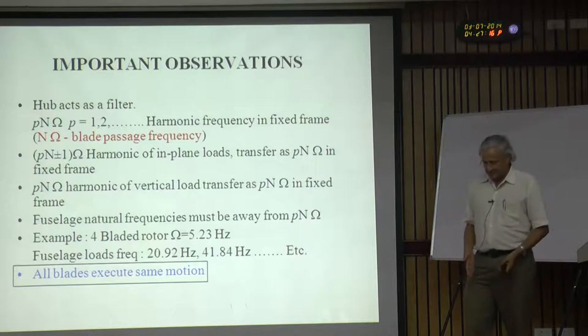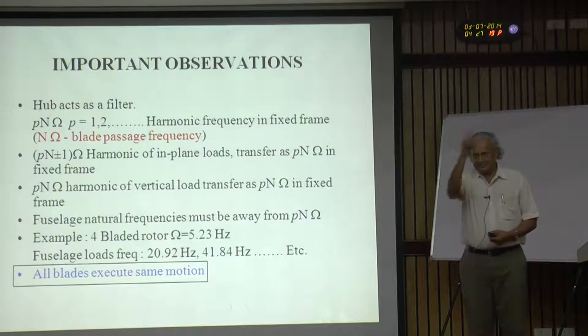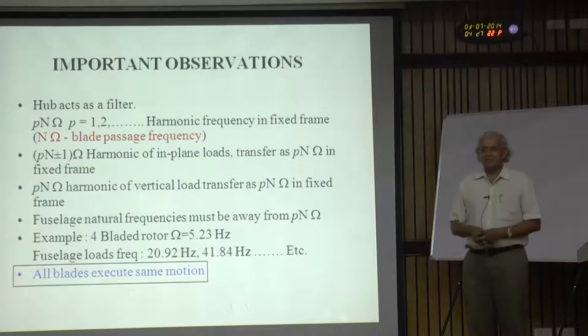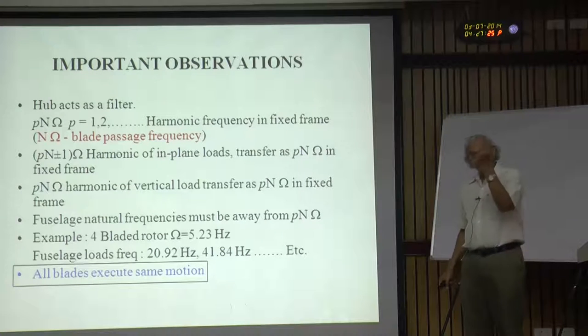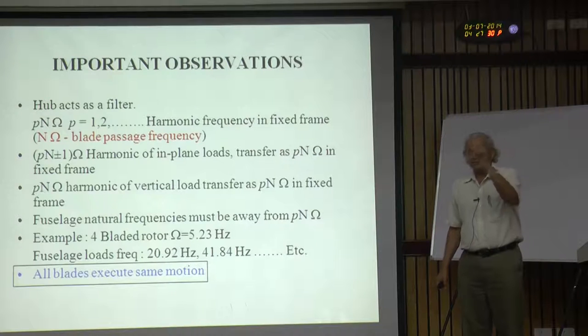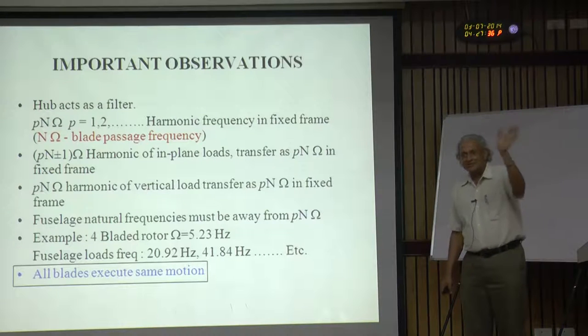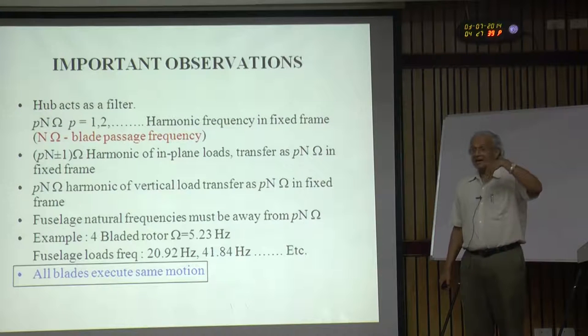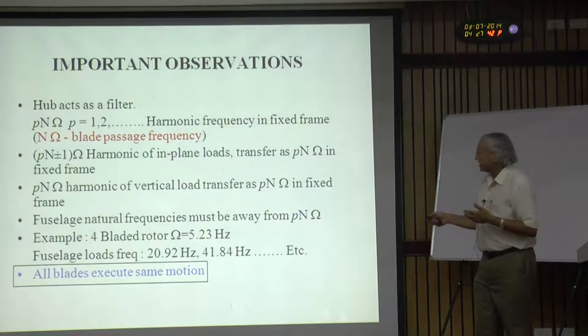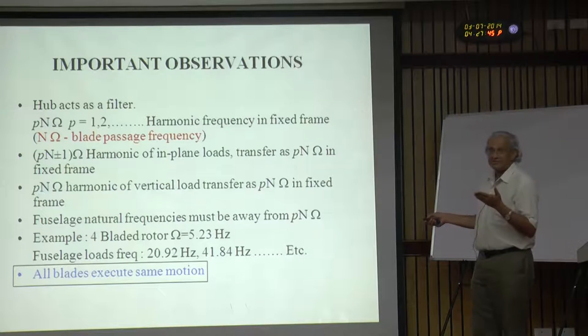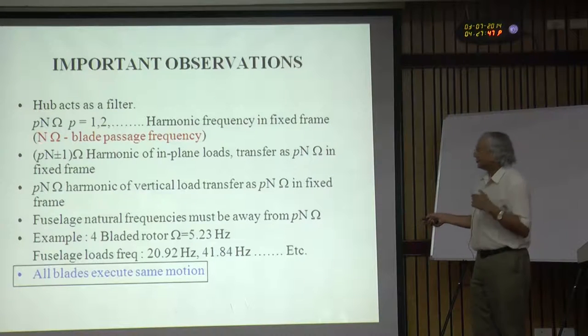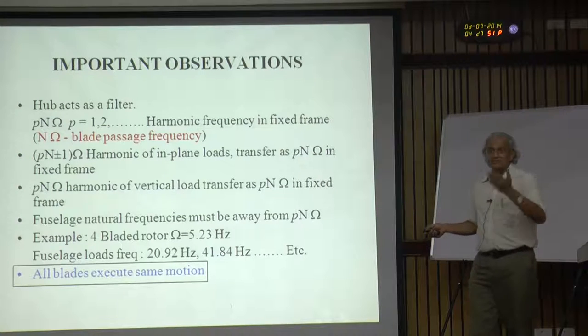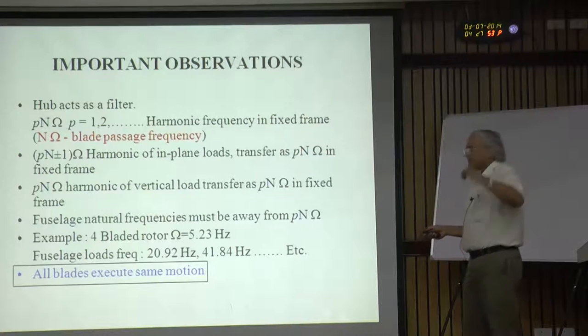In the sense, suppose you are sitting outside the helicopter, it just rotates. If you keep to one particular location and there is only one blade, you will have to wait some time. Whereas if there are two blades, within one revolution you will see two blades passing. If there are three, in one revolution you will see three blades passing. So that means you will see a higher frequency. That is why N omega, N is the number of blades, omega is the rotor RPM. That is how the blade passage frequency comes. And this frequency multiplied by 1, 2, 3 gives the harmonics.